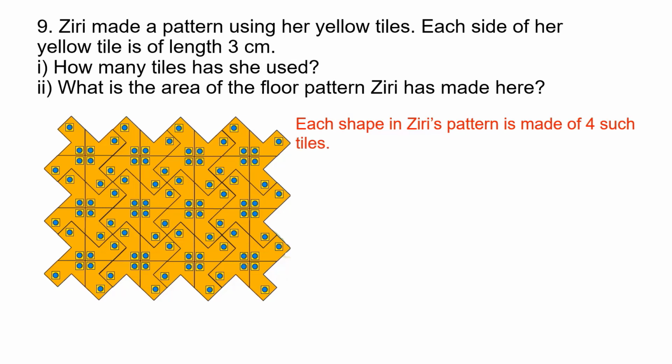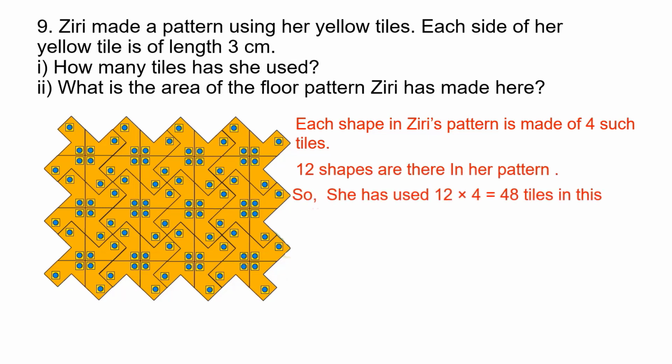Each shape in Ziri's pattern is made of 4 such tiles. 12 shapes are there in her pattern. So she has used 12 multiplied by 4 equals 48 tiles in this pattern. Look at this. In each shape we have 4 tiles and 12 shapes are there. So 12 multiplied by 4 equals 48 tiles in this pattern.